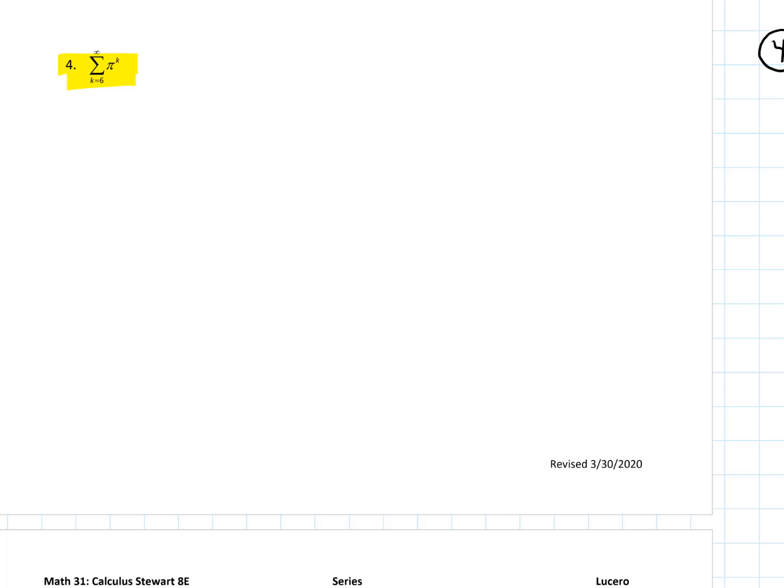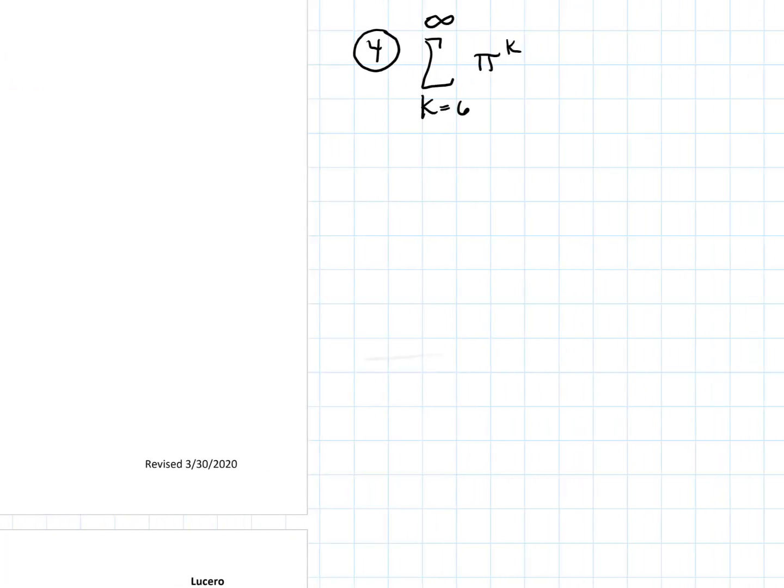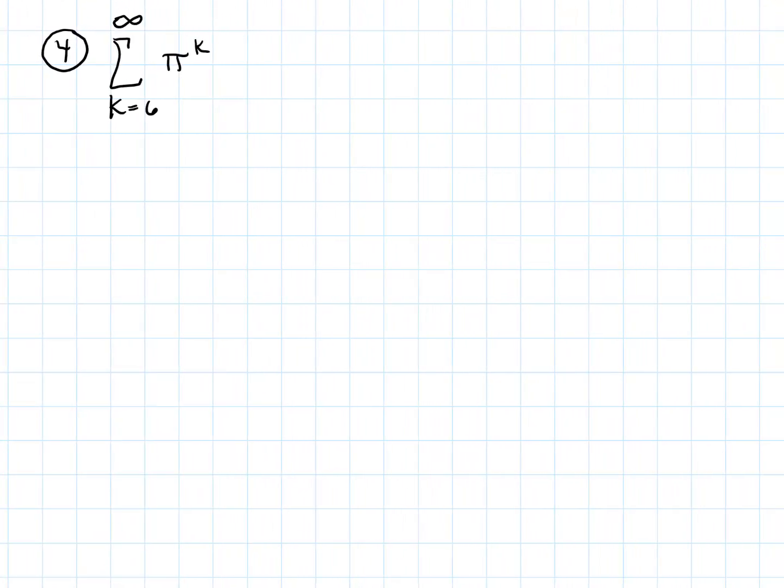I do have more examples, and if you want to see some more, we'll do those in the class sessions. Now this is geometric, but it has a shifted index, so the index has been shifted off to 6. If I were to write this out, this would be pi to the 6th plus pi to the 7th plus pi to the 8th plus pi to the 9th, on and on and on we go.